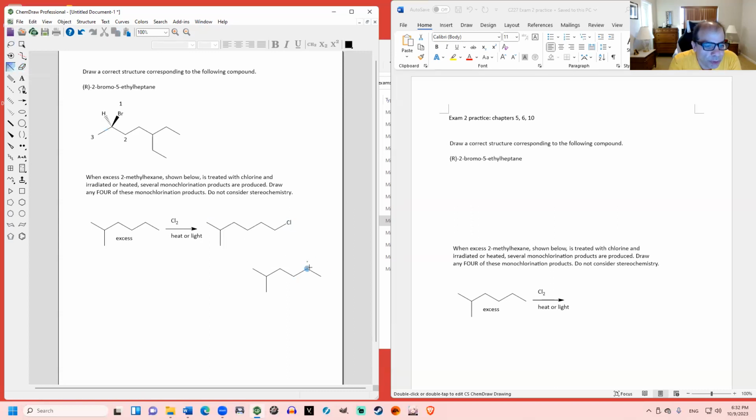Then we'll move the chlorine down 1 carbon. That's another isomer. Then we'll move it down another carbon. And then we'll move it down another carbon, and then we're done. It says draw any 4 of those monochlorination products, but I'll draw all of them just so you can see them all.